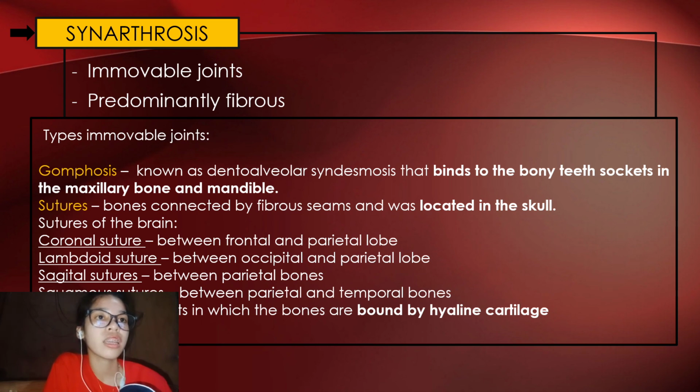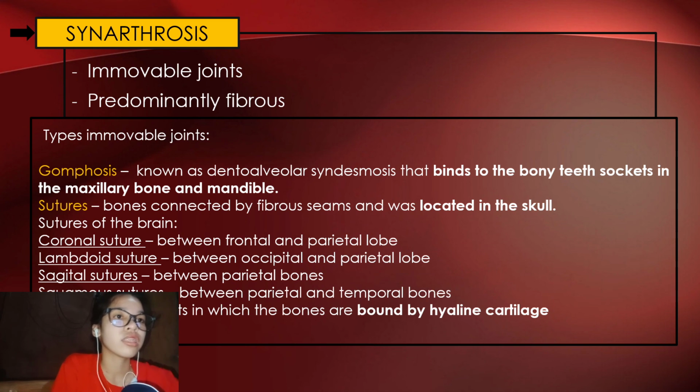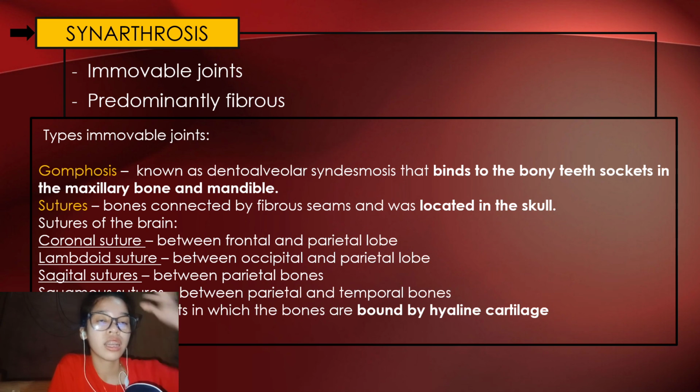So ang second is the sutures, bones connected by fibrous seams and located in the skull. So there are four classifications of this one: the coronal sutures between frontal and parietal bones, the lambdoid sutures between occipital and parietal bones, the sagittal sutures between parietal bones, and squamous sutures between parietal and temporal bones. So makita ni siya natong classification, kani upat ka classification sa atoang skull. So makakita tag mga line dira, mao na siya gitawag nga sutures. Dili nimo siya ma-move, pero ang purpose lang niya is mag-connect siya sa mga bones.